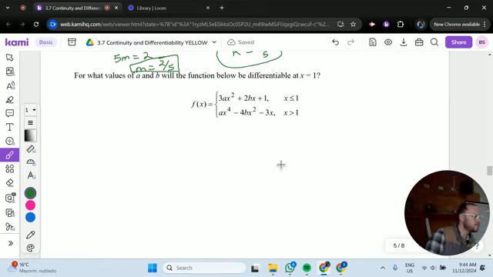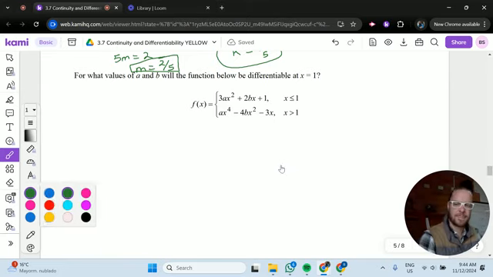Because why? Because we made it continuous. Kind of. We're going to make it continuous. If it's differentiable, doesn't it have to be continuous? Yes. So if I say make this thing differentiable at 1, that means I have to make it continuous at 1, or it won't work. Okay? But you make it continuous first.